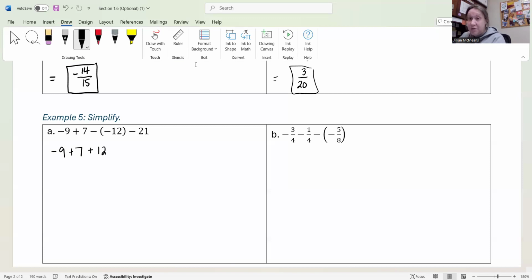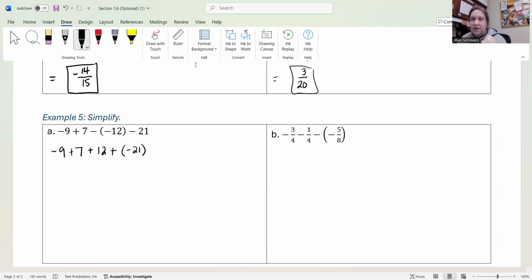And then notice I also have minus +21. Well, I don't want the subtraction, I want the addition. So instead of subtracting +21, I'm going to add the opposite of +21, which is -21. And then at this point, everything has been converted to addition of positives and negatives. So you have options. You can just add from left to right, or you can get your negatives together and your positives together, add those, and then do your final addition.